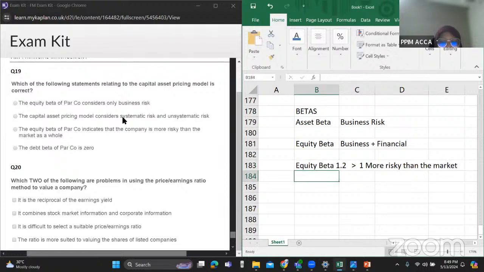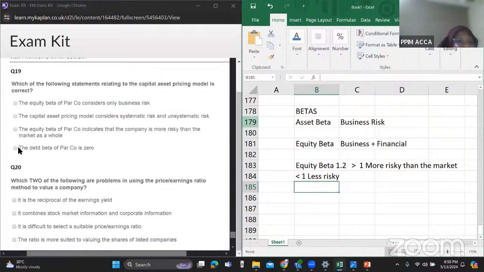If the equity beta is less than 1, obviously we are less risky than the market. If the equity beta is 1, that means it is equal to the market risk. So here, since it is 1.2, which is more than 1, yes, it is correct. The equity beta of PAR company indicates that it is more risky than the market as a whole.